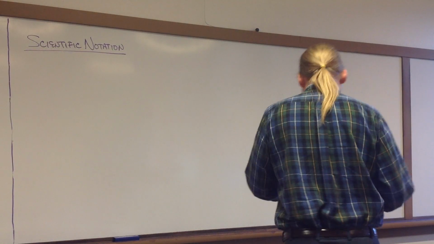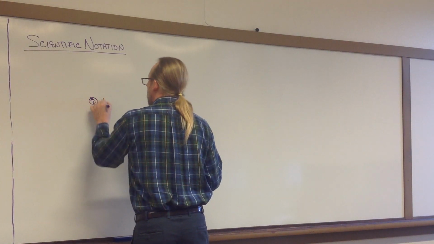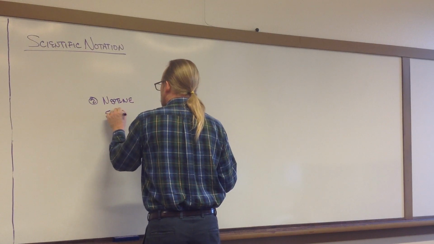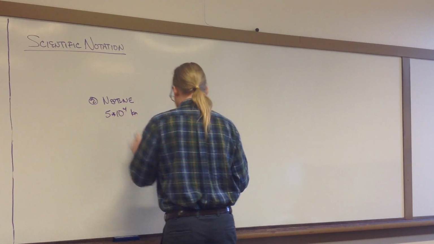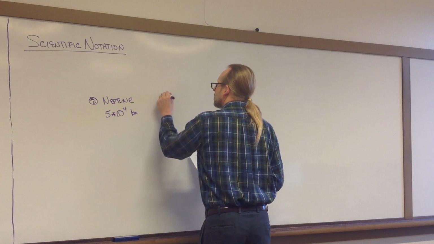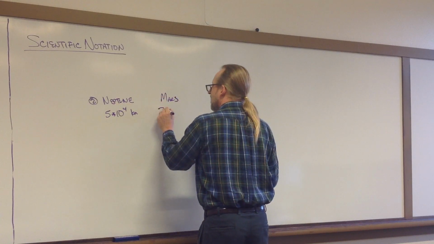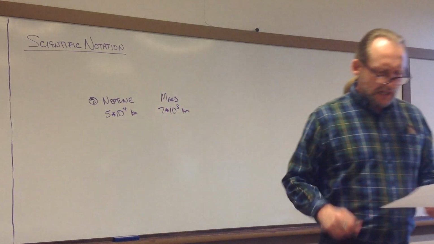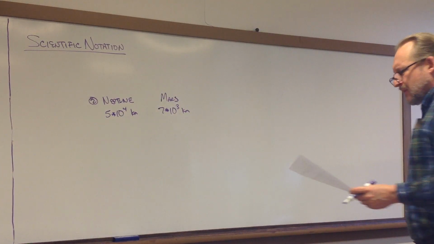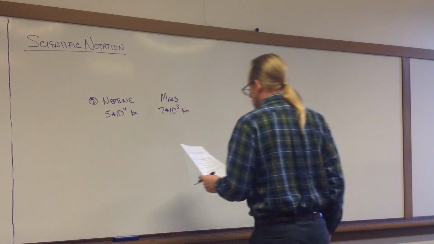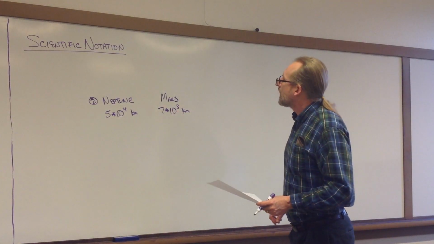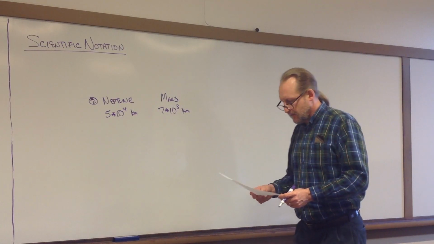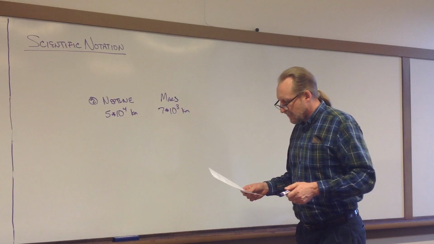Problem 2, Neptune is 5 times 10 to the 4th kilometers in diameter. Mars is 7 times 10 to the 3rd kilometers in diameter. Which of the following statements is accurate? Diameter of Neptune is more than 7 times greater than the diameter of Mars. Okay, well it is bigger. Whether or not it's 7 times bigger, we'd have to calculate it. Diameter of Mars is more than 7 times greater.